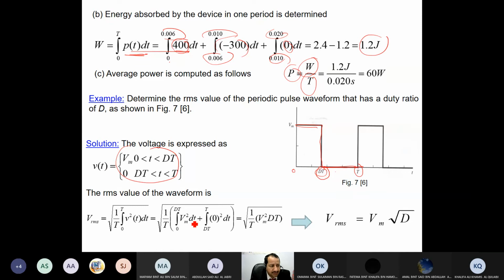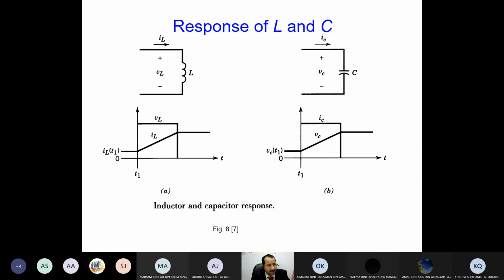Now he asked me to find RMS from the definition, 1 over T integration of v squared dt. But since v has two parts, I will integrate it for the two parts: 0 to dT, Vm squared dt, dT to T, 0. Do the math. This is how my waveform looks. These are just to excite you to work on deriving formulas from the waveform and how we find average or RMS, power, energy from these formulas. With more examples it will be more clear and you will be more familiar.